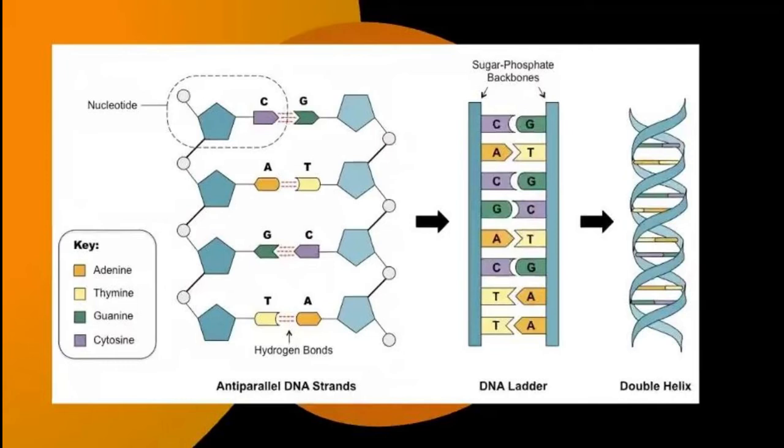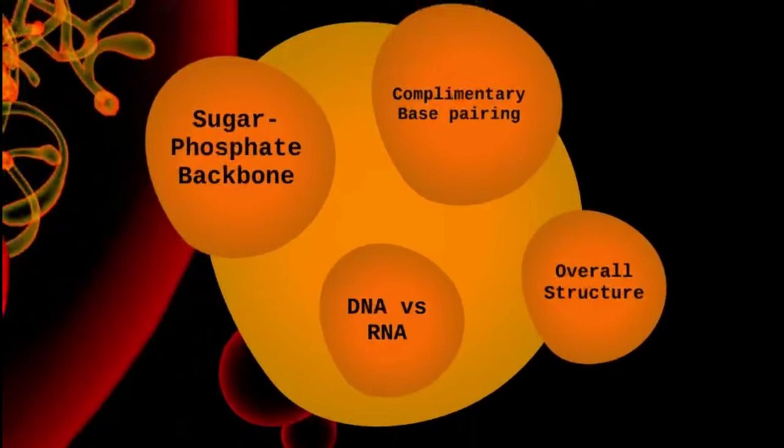This can also be viewed as a ladder, which is what the second image is. So this is a more simplified drawing where the sugar phosphate backbone is drawn as 1 long blue line with the bases facing inwards to each other. And then what happens is this structure twists into a helix, forming the very famous structure of DNA, the double helix.